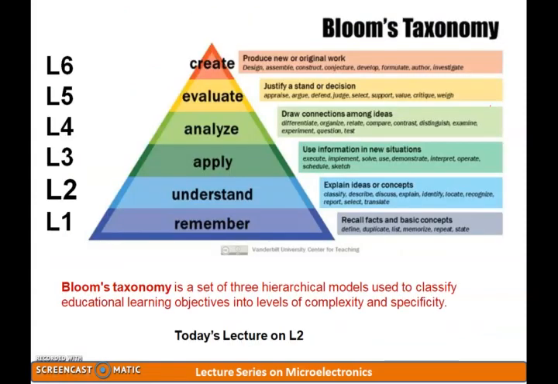Before moving further, let's figure out which level of learning today's lecture falls in. Like I told in the previous lecture, Bloom's taxonomy is a set of 3 hierarchical models used to classify educational learning objectives into different levels of complexity and specificity. There are 6 levels under Bloom's taxonomy: level 1, level 2, level 3, level 4, level 5, level 6, and today's lecture falls under the category of understanding the concept, hence I name it as level 2.